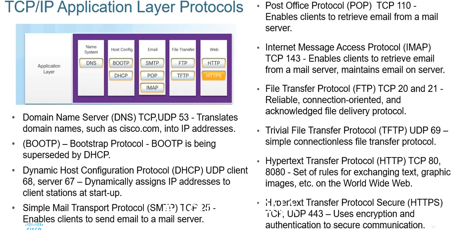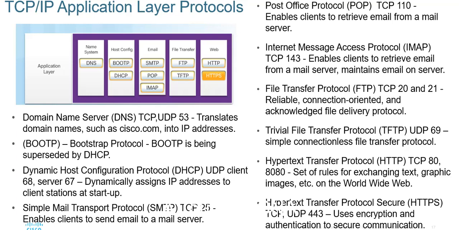So we have the File Transfer Protocol and the Trivial File Transfer Protocol. The difference between the File Transfer Protocol and Trivial File Transfer Protocol is that with file transfer, you will need internet to be able to do your work. That's why I say it's reliable and connection oriented. And then it acknowledges file delivery. So it uses the internet and uses some parts of TCP to help.